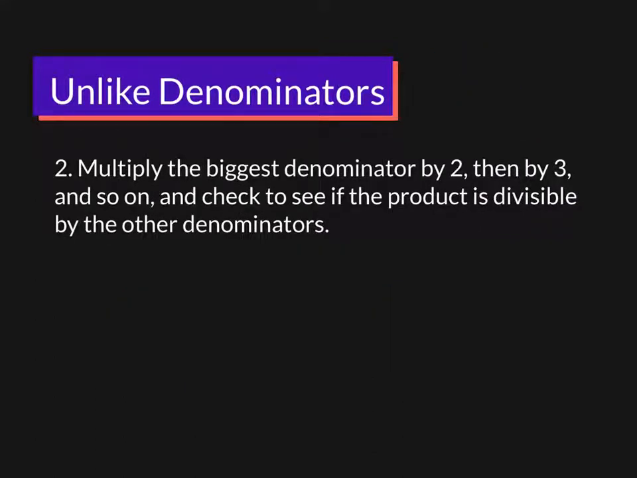So if that approach doesn't work, then another method is to choose the biggest denominator and multiply it by 2, and then try 3, and so on. And each time you check to see if the result is divisible by the other denominators. So here's what I mean. Say you're asked which one is biggest, 3/8, 5/12, or 1/4.